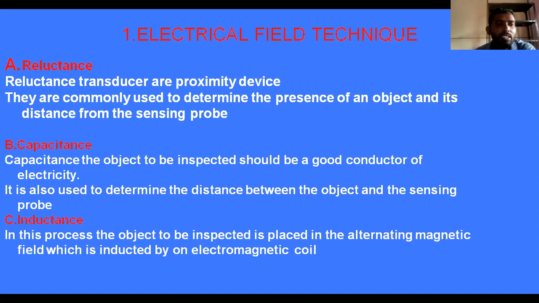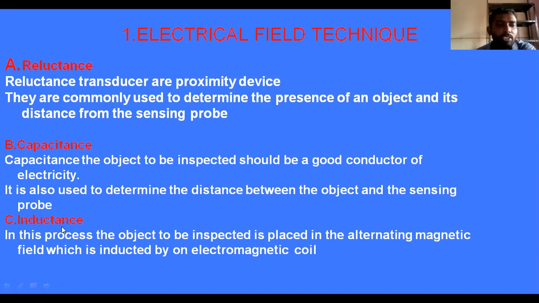So next one is capacitance. In capacitance, the object to be inspected should be a good conductor of electricity. It is also used to determine the distance between the object and the sensing probe. So in capacitance we are checking the distance between the object and the sensing probe.